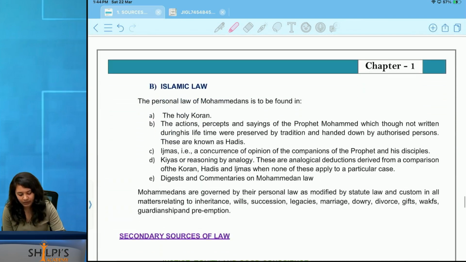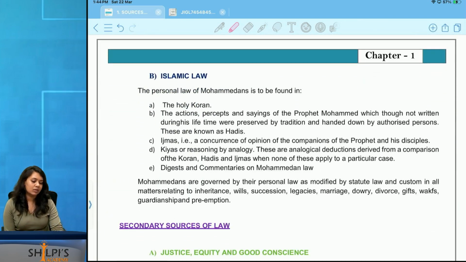If we look at the Islamic code, the personal law of the Mohammedans is largely found in the Holy Quran. The Quran is their main text or their main teachings. However, apart from the Holy Quran, they even follow the sayings of Prophet Muhammad, that is his actions, his words, his way of life at the time of his life on earth. Those actions, precepts, sayings, etc. were preserved and handed down by certain authorized persons. These are known as hadis.